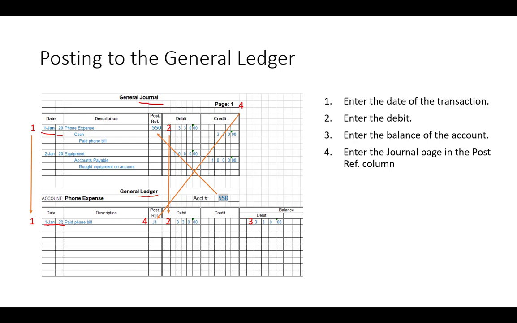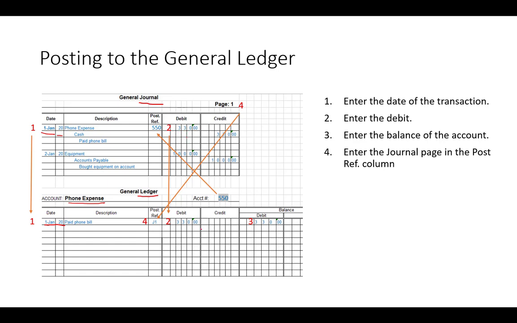Next, we need to enter in the debit balance since debits are always entered first. You can see this step notated by the number 2. So we have our $330 phone expense debit from our journal, and that's going down to our phone expense general ledger account. So you can see that the description here, paid phone bill for $330, comes from our journal here. So we paid our phone bill and we have our $330 debit.